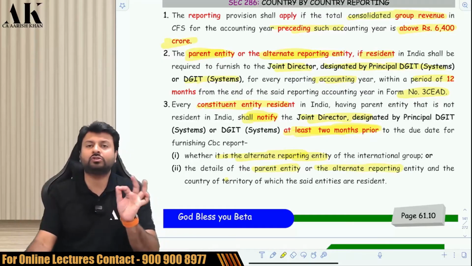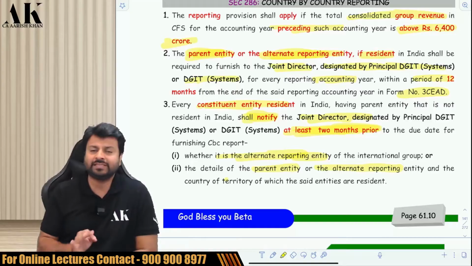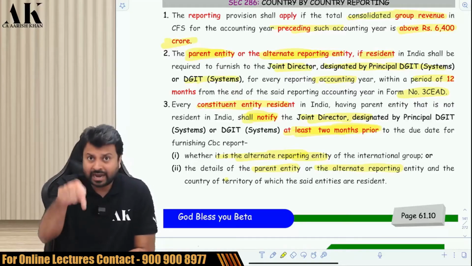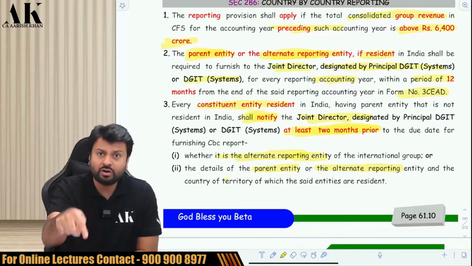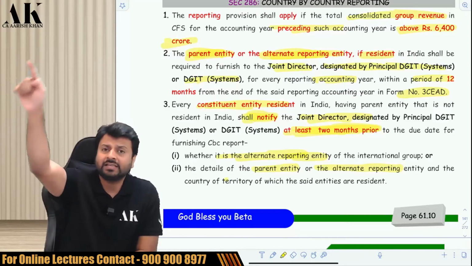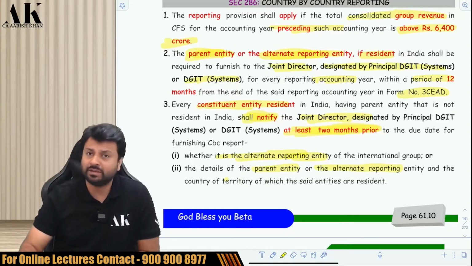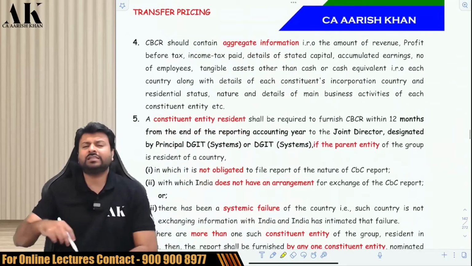Indian government wants to know at least 2 months prior to the filing of CBCR who is ultimately going to file the CBCR. Are you going to file the CBCR, Sony India? If yes, tell us, notify us. If you are not going to file, then who is going to file? Tell us. We will do an automatic exchange of information agreement with them, and we will get the information from them. Okay, next. What does CBCR contain?